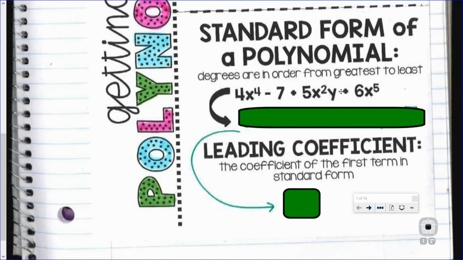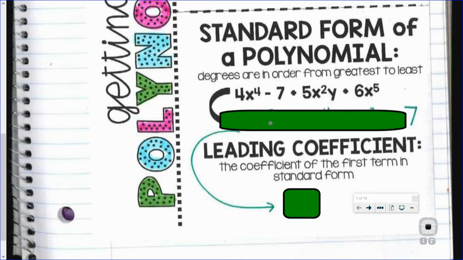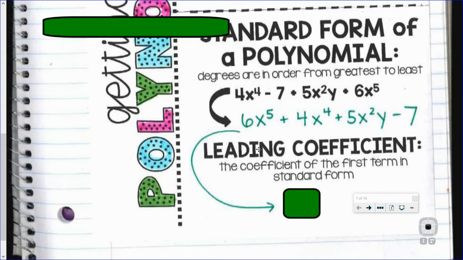How about 5x squared y? The degree here, 3. So we have 4, 0, 3. And the last degree, 6x to the fifth, it has a degree of 5. So if I put those in order, I want to put 5 first, 6x to the fifth, then 4x to the fourth, then 5x squared y, because it has 3, and the one that has 0. So there they are in order. That is the standard form. We just want to write it from the greatest degree to the smallest degree.